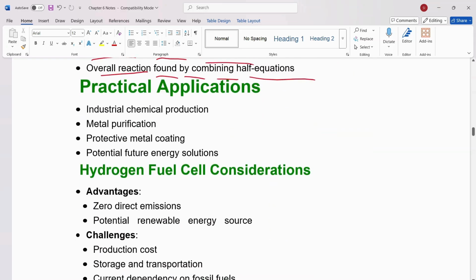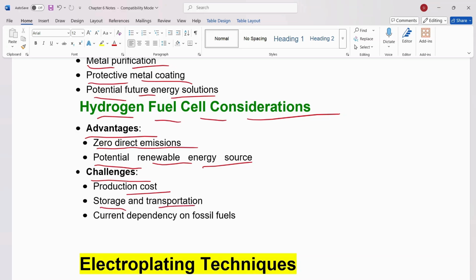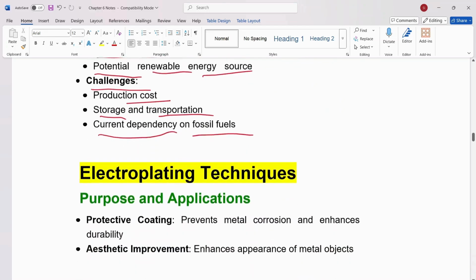Now let's talk about practical applications. Industrial chemical production, metal purification. It helps in protective metal coating, and there are potential future energy solutions. Now let's talk about hydrogen fuel cell considerations. The advantages are that it has zero direct emission and is a potential renewable energy source. Some challenges include production cost, storage, transportation, and current dependency on fossil fuels.